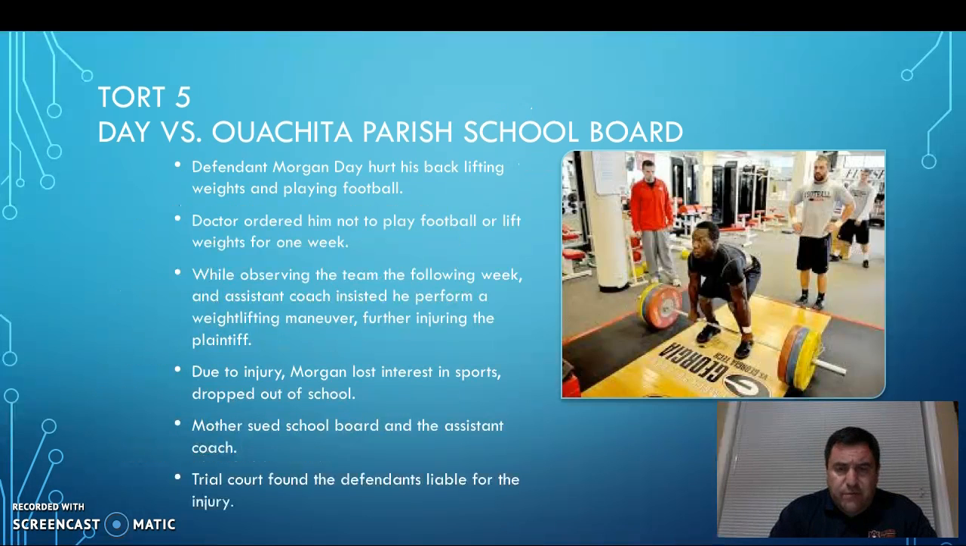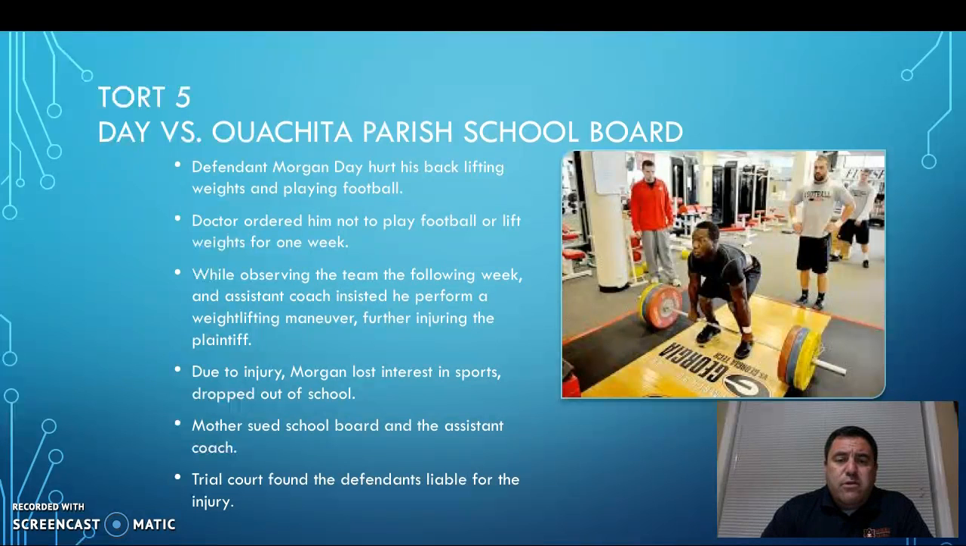Moving on to tort number 5. The last one is Day versus the Ouachita Parish School Board. Morgan Day hurt his back lifting weights and playing football. He was ordered by the doctor not to lift weights and not to play football for a week. He had something wrong with his back. So he went in the following week and he was just watching. Football players go and observe, they want to be with their team.